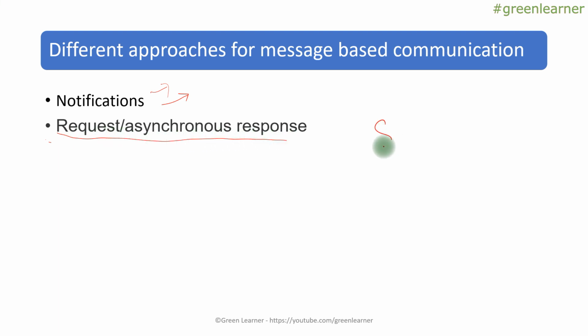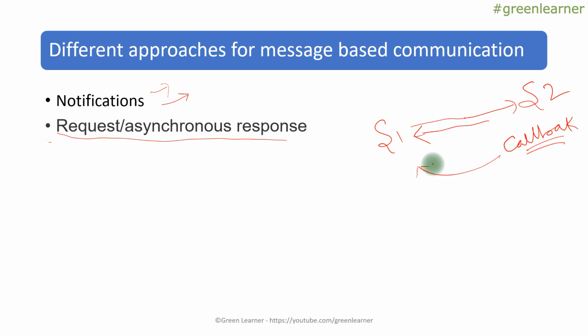Next in the category comes request and asynchronous response. To understand this, let's say this is service one and this is service two. Service one delivers a message to S2, but it is not immediately expecting any response from S2. It is not waiting for the response. It returns immediately, and S2 prepares the response for S1. When that response is ready, S2 uses a callback mechanism to inform S1 that the response is ready, and then S1 can process that response accordingly.